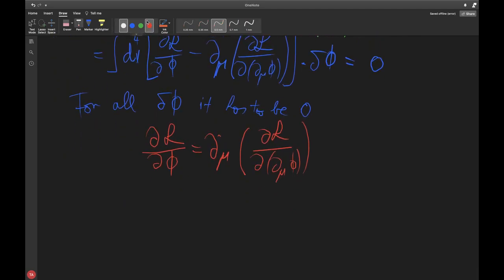And so this is the Euler-Lagrange equations for fields. This is actually true for classical fields and for quantum fields. As of now, we are speaking about classical fields. So if you would want to describe motion in a fluid, this is what you would need to do.